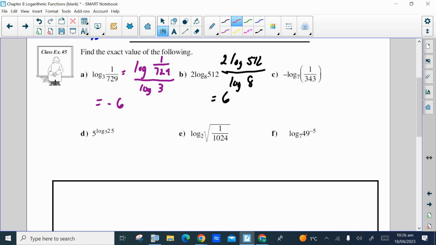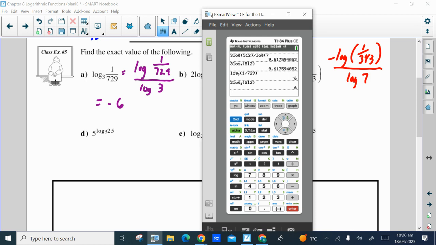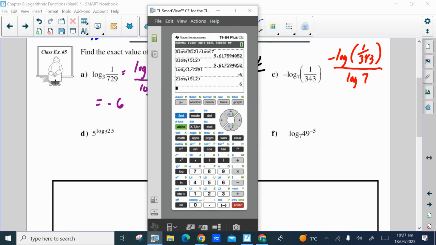Right, question C, using the change of base identity, it would be the negative log of 1 over 343. So that negative in front is the same as multiplying by negative 1 or negative 1 over 1. So using the change of base identity would look like that. However, if you have the newer operating system, you can put it in there all in one step. You just got to put the negative in first.